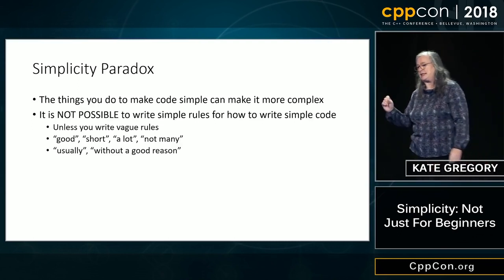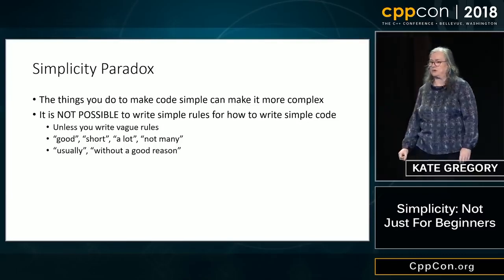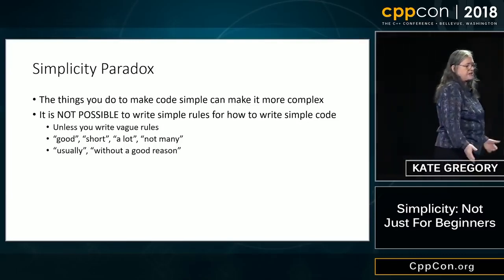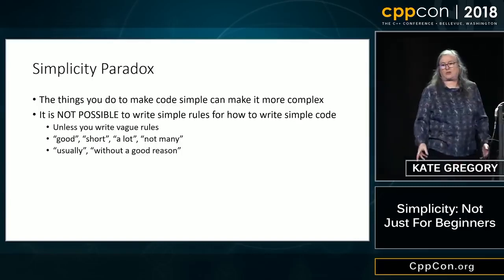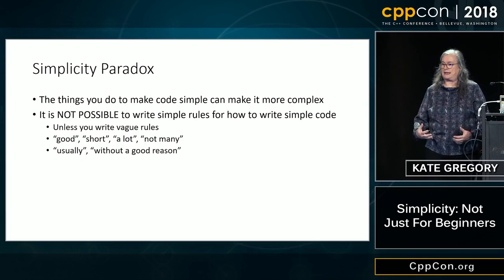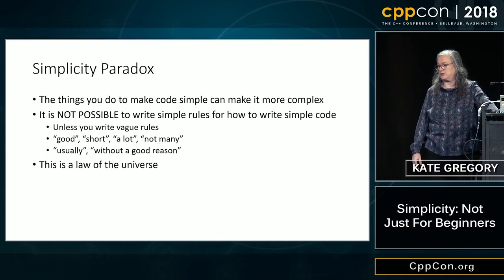And I cannot give you the simple rules for writing simple code. All the rules will say, usually, maybe, a lot, not many, unless you have a good reason. And that's not a flaw in C++. It's not a flaw in software development. It's a law of the universe.